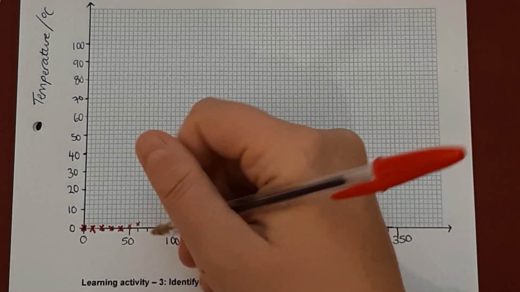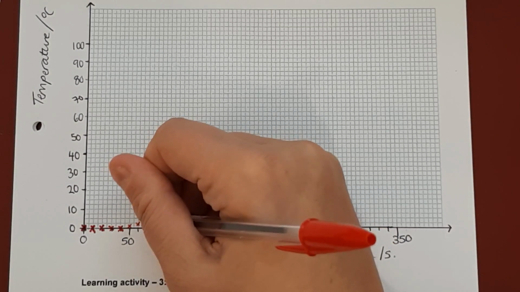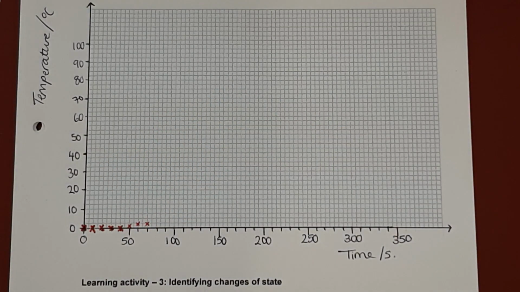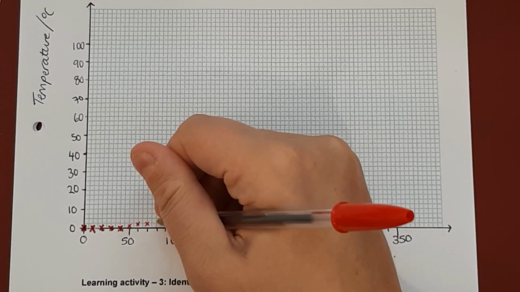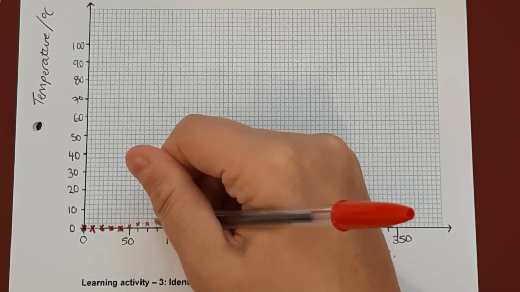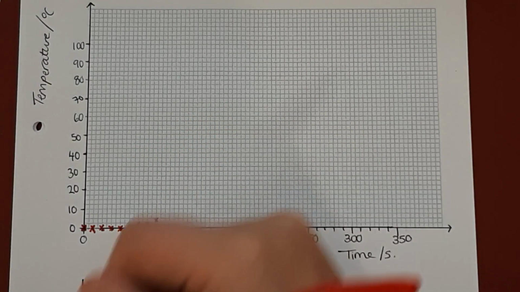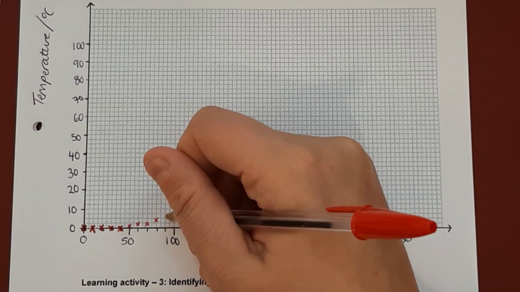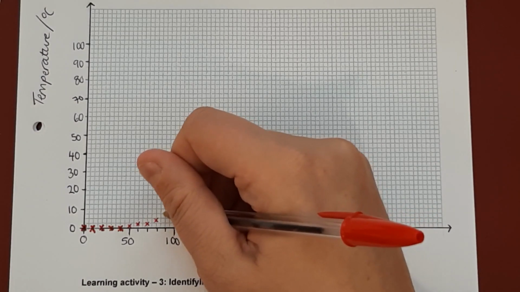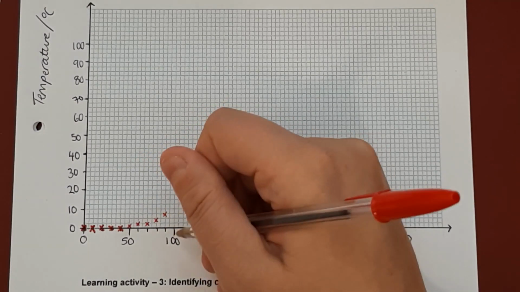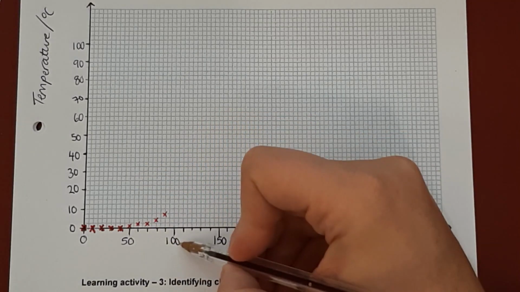It is also 2 at 70 seconds. At 80 seconds, it is 4. At 90 seconds, it is 7. So 7.5 is 3 of these lines, so just below that one there. And at 100 degrees, it is 12.